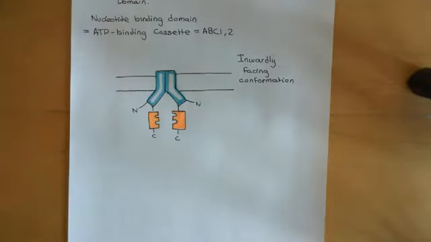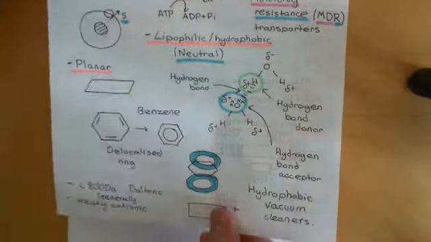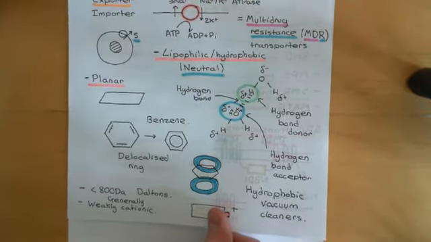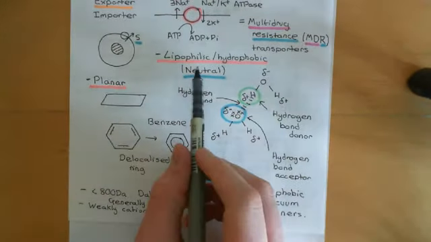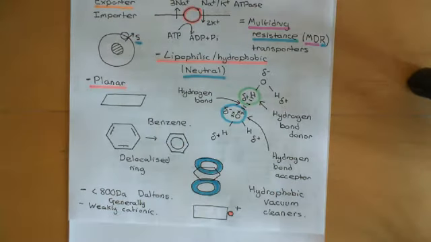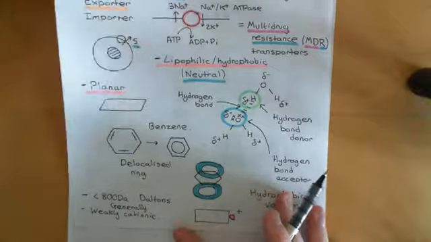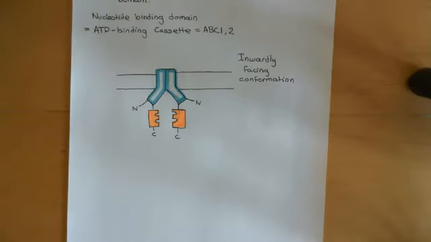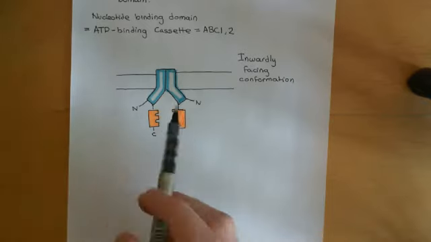Remember the characteristics which defined our drug molecules that could bind to these multidrug resistance transporters. They were going to be lipophilic, which meant that they were neutral molecules. They were going to be planar, which meant that they had probably a lot of aromatic structures within them. They were going to be generally quite small, less than 800 Daltons. And they were also going to be weakly cationic. So let's remember those 4 properties as we discuss how these molecules are going to bind into this binding site here.